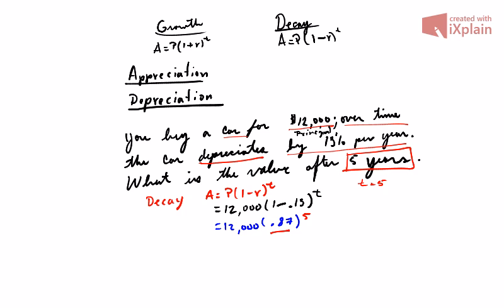And we find out that the value of the car after 5 years is actually equal to $5,981.05. So after 5 years, your $12,000 car is only worth about $5,000 and $981.05. So this would be a method of where we have depreciation.